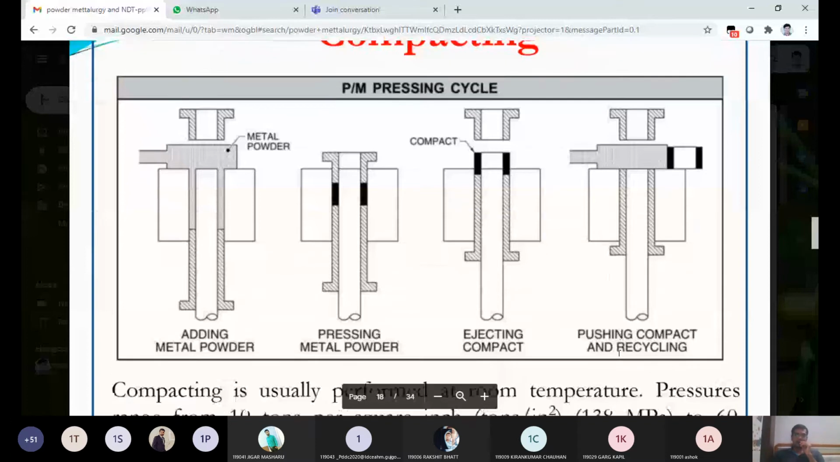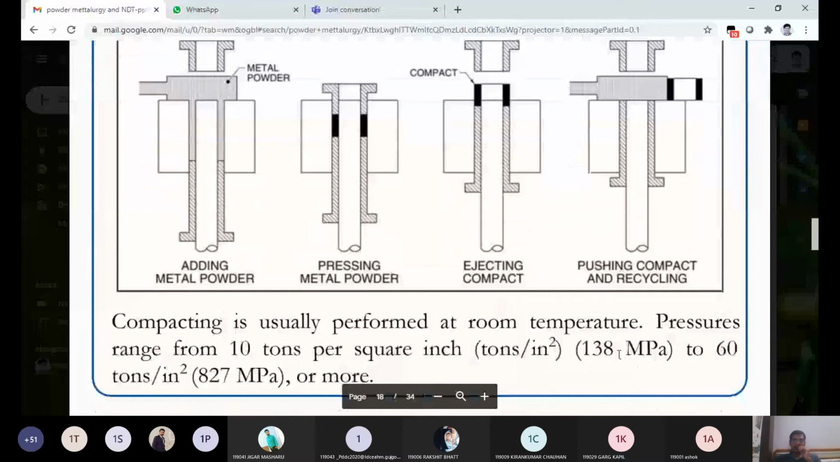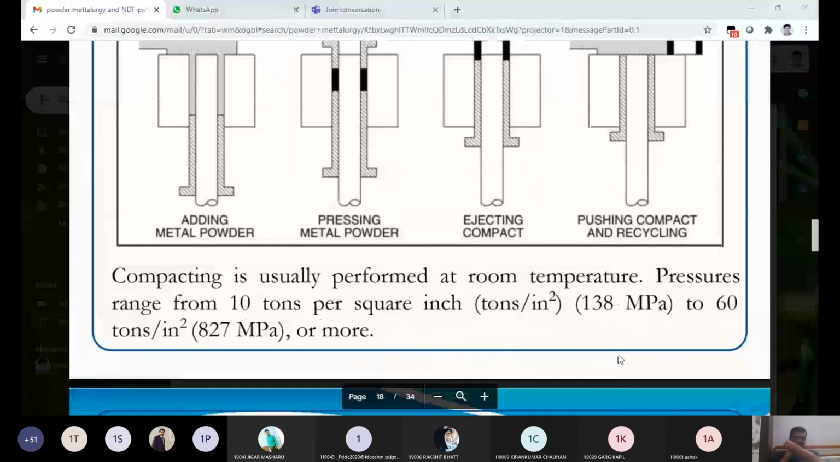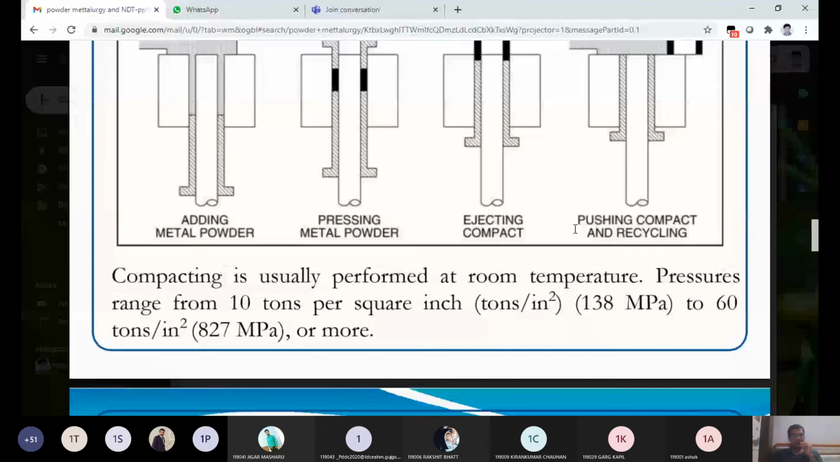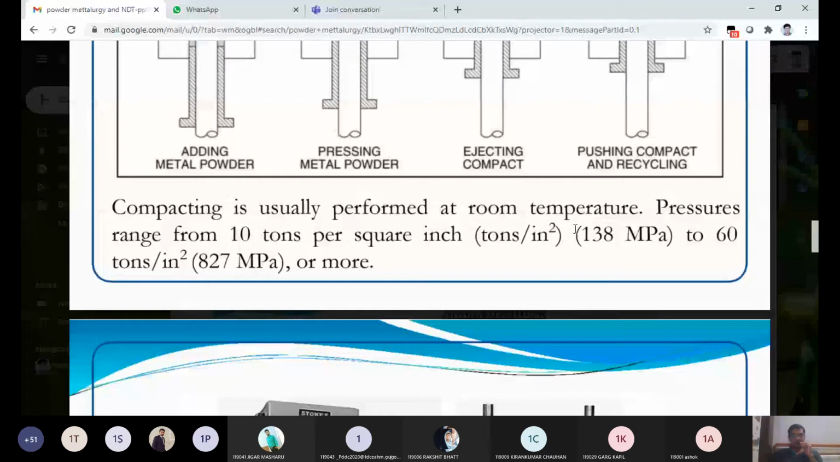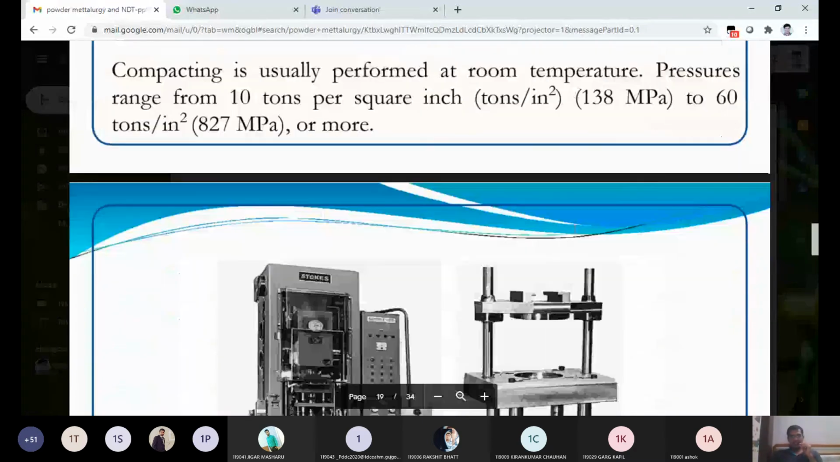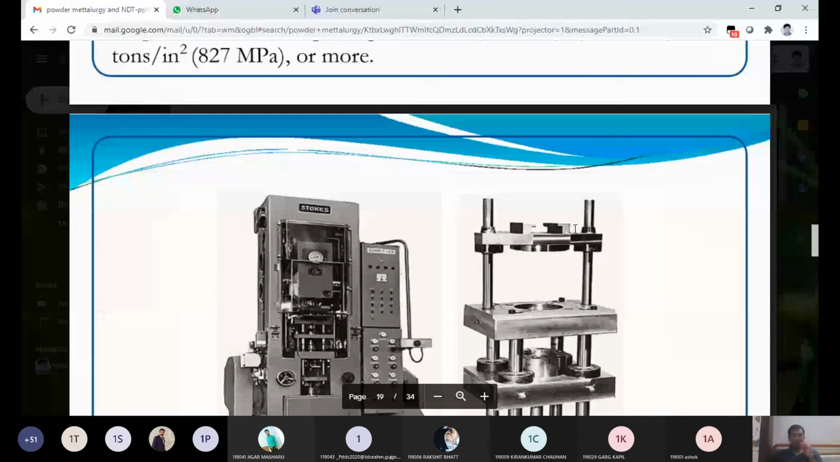Compacting is usually performed at room temperature, so it does not require that much temperature. The pressure range is very important. Whenever a question is asked in your exam regarding define the compacting process, you may refer to and mention the range of the pressure, so it is very clear to the examiner that you know the basic process, and definitely you have to draw the basic figures. Pressure ranges from 10 ton per square inch, 138 megapascal, to 827 megapascal. So the range is up to 827 megapascal, a good pressure we achieve in the compacting process.